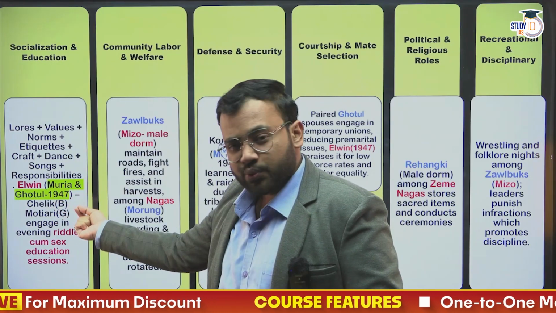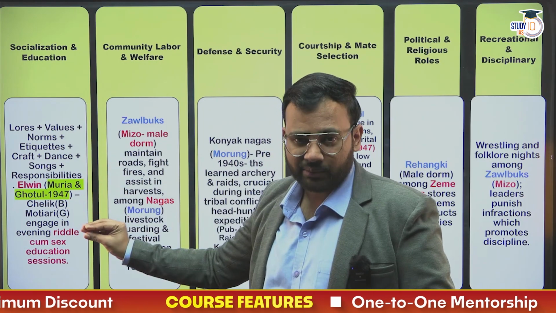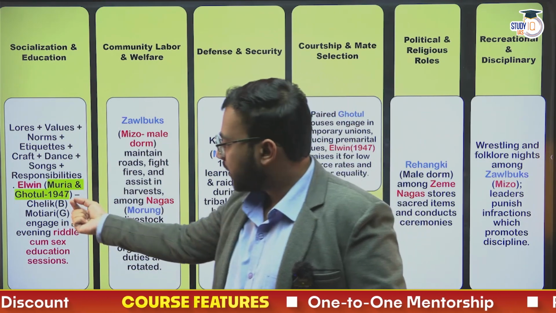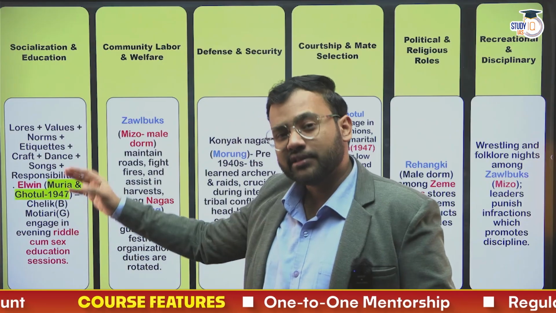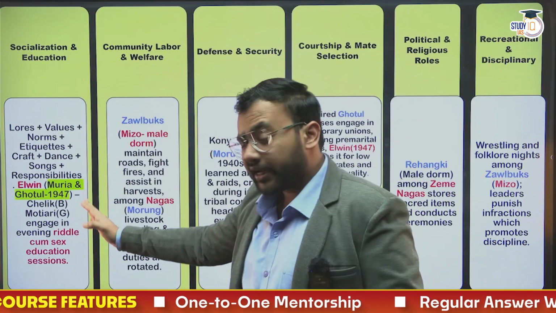Acha, Elwin in his work titled Muria and their Ghotul, space was less, so I have summarized the name. I have compressed the name. Okay? The actual name of the book is The Muria and Their Ghotul, which was published in the year 1947.